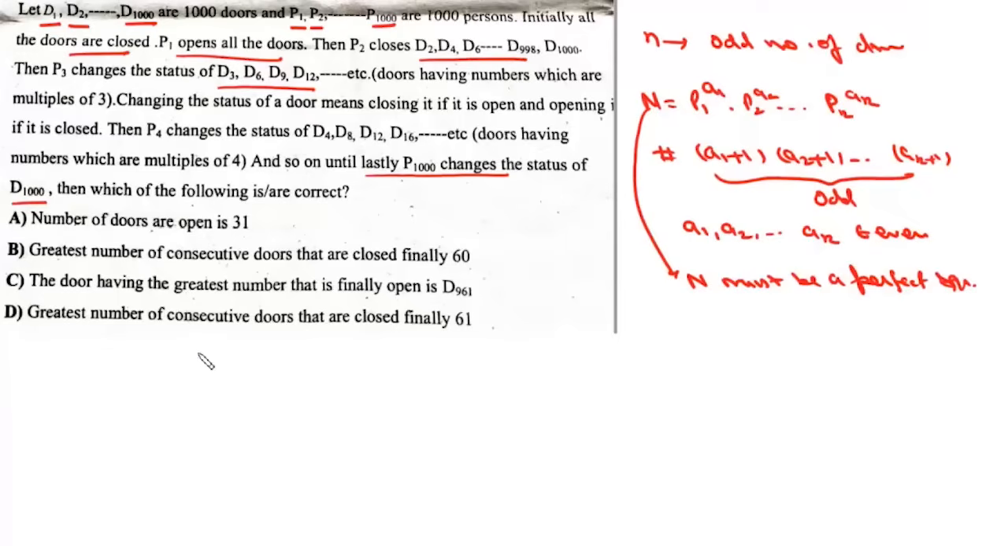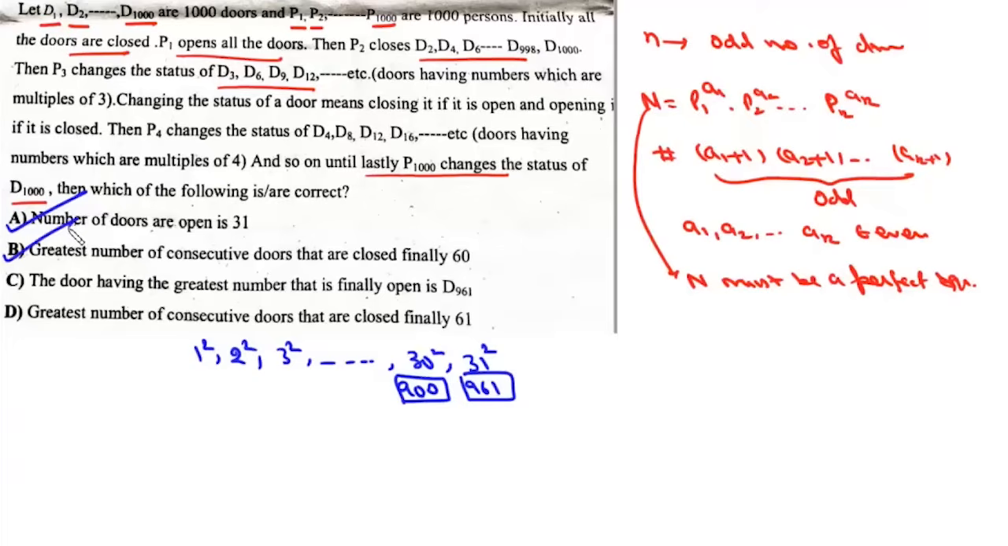So such doors are 1 square, 2 square, 3 square, and then 30 square is 900, and then 31 square, which is 961. So overall, there will be 31 doors which are open. So the number of doors which are open is 31, and that's your option A. Now, the greatest number of consecutive doors that are closed finally. Now, this greatest number is between door number 900 and door number 961, and there are 60 such numbers.